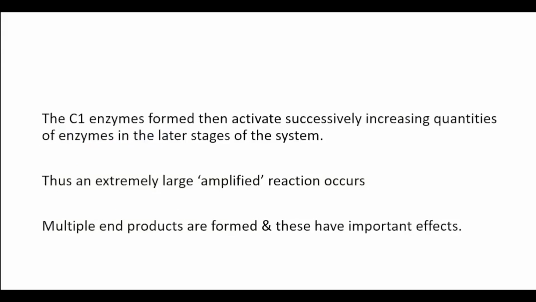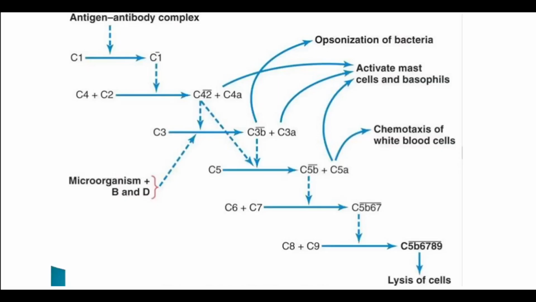Now the C1 enzymes formed then activate successively increasing quantities of enzymes in the later stages of the system. Thus an extremely large amplified reaction happens. Multiple end products are formed, and these end products have important effects in immune function. Now you can see the cascade of reactions that happens in the classic pathway.